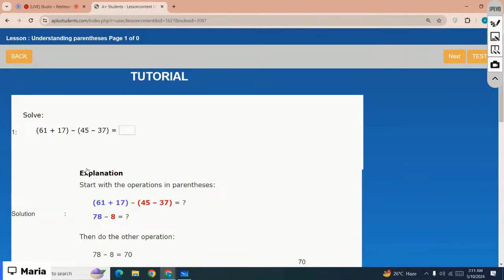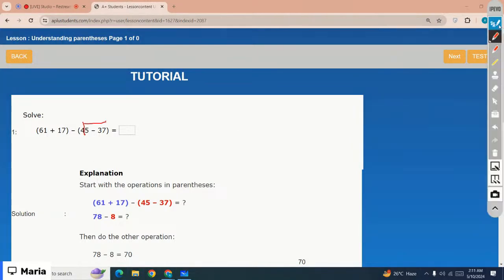Okay, the first one is 61 plus 17 minus 45 minus 37, right? Basically, whenever you have a question like this in which you have the parentheses, the very first thing you have to do is solve the parentheses first, right? So you have two parentheses here. The first one is 61 plus 17 and the second one is 45 minus 37.